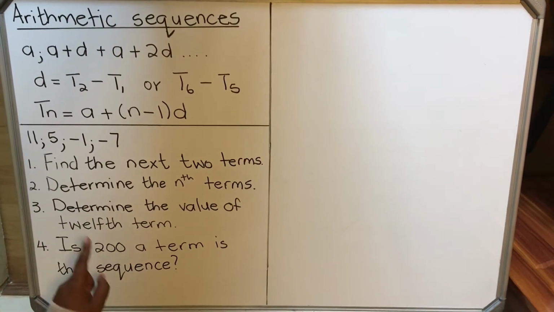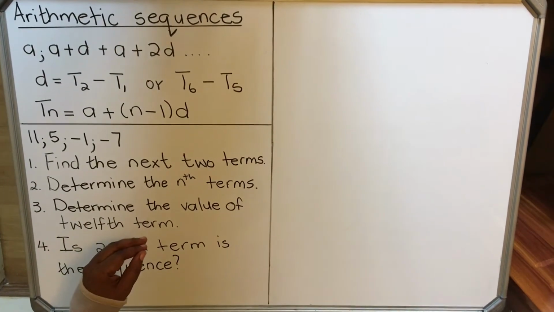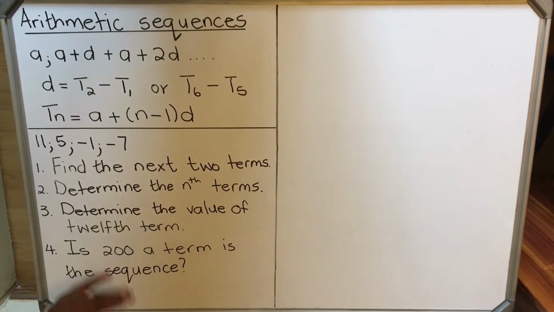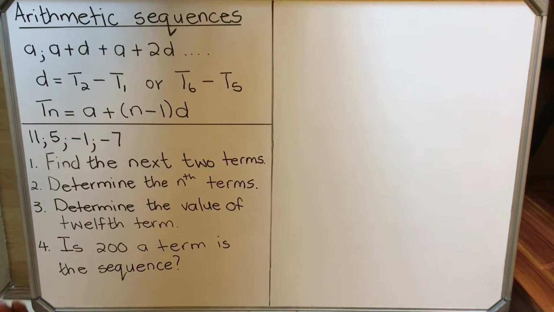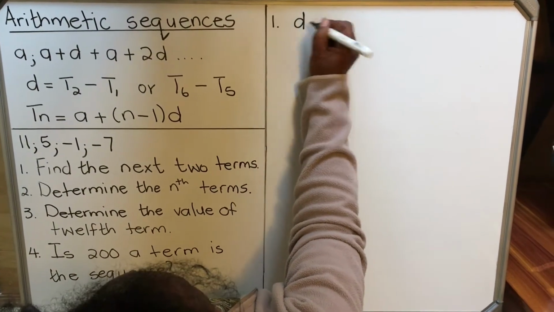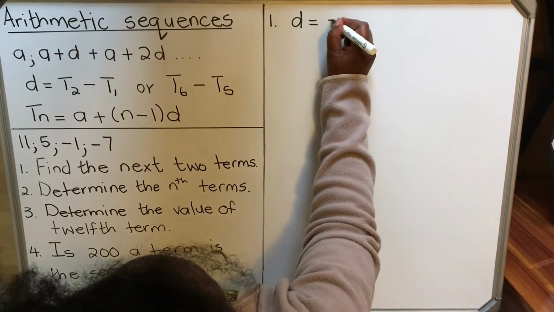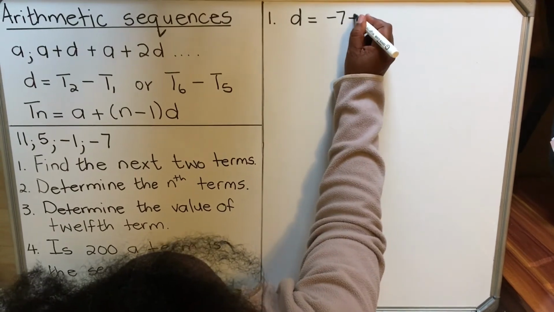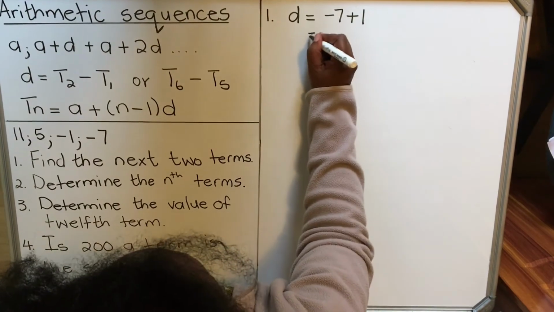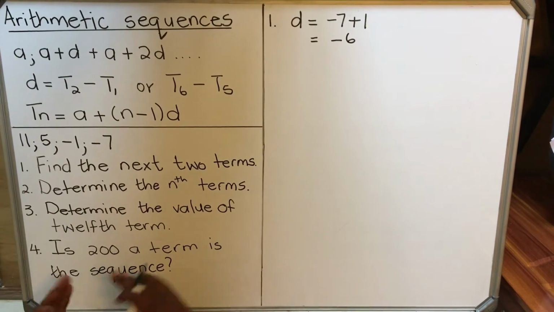The first question says, find the next two terms. To find the terms, you need to find the common difference, because in an arithmetic sequence we get the next term by adding the common difference. So for number 1, we start by finding D, the common difference. I can take any terms. I'll take minus 7 minus 1. So my common difference is minus 6. Even if you take any other terms, you'll get minus 6.